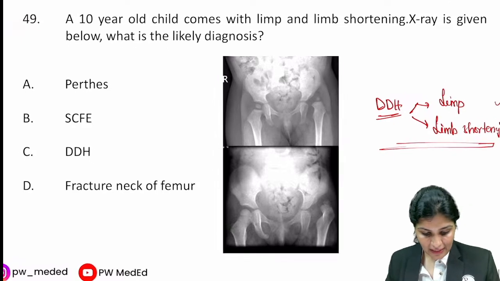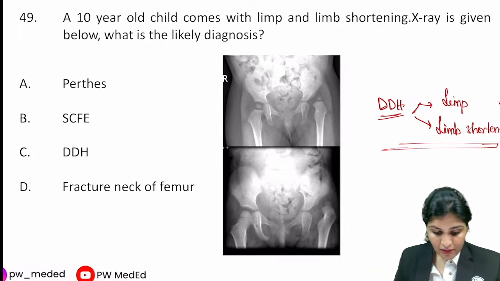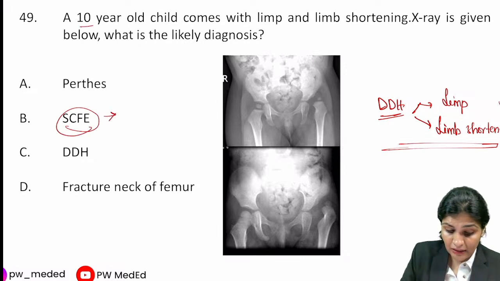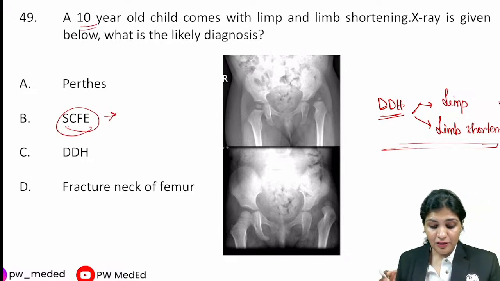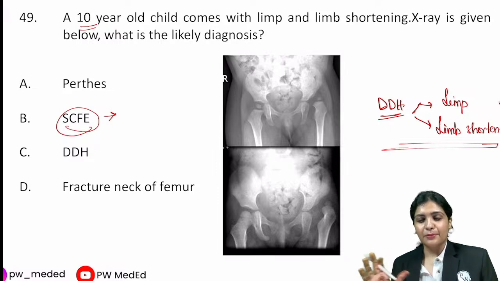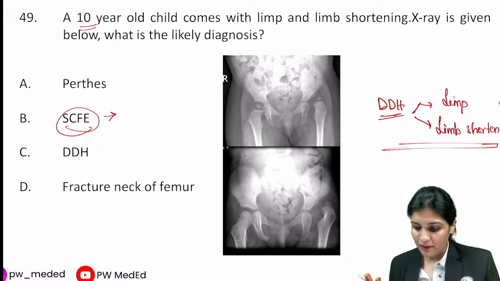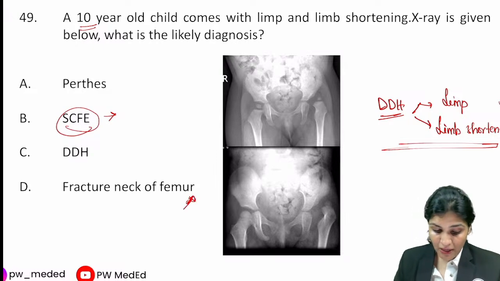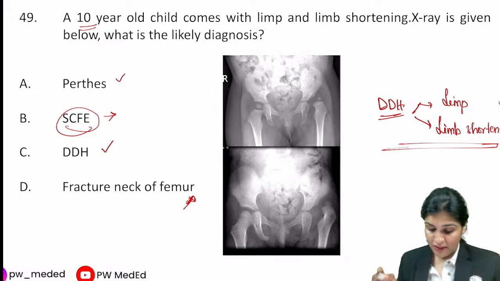So if you see this X-ray, this could not be SCFE because the patient is 10 years old, and it is usually seen in teenagers, between 10 to 14. But here, SCFE is not usually seen in this age group, and fracture neck of the femur is also not usually seen in this group, and it should be Perthes or it should be DDH, right?